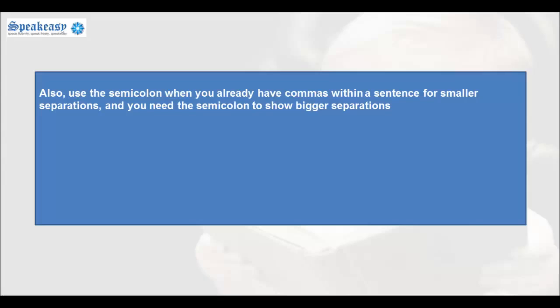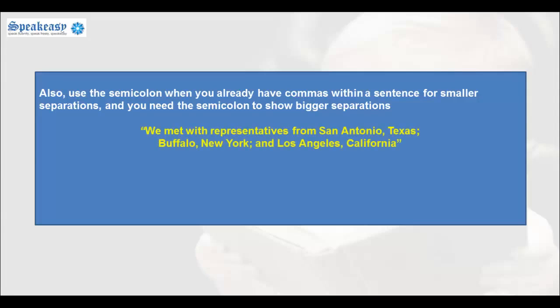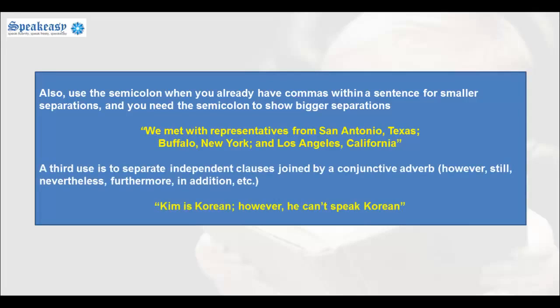Also use the semicolon when you already have commas within a sentence for smaller separations and you need the semicolon to show bigger separations. For example, we met the representatives from San Antonio, Texas; Buffalo, New York; and Los Angeles, California. A third use is to separate independent clauses joined by a conjunctive adverb, such as however, still, nevertheless, furthermore, in addition, etc. Kim is Korean; however, he can't speak Korean.